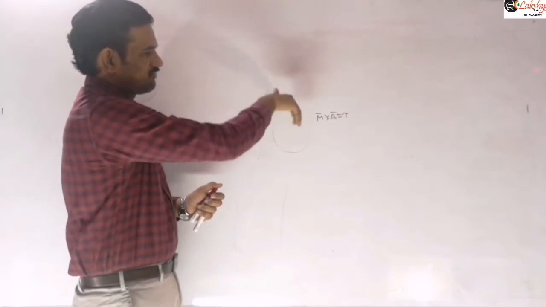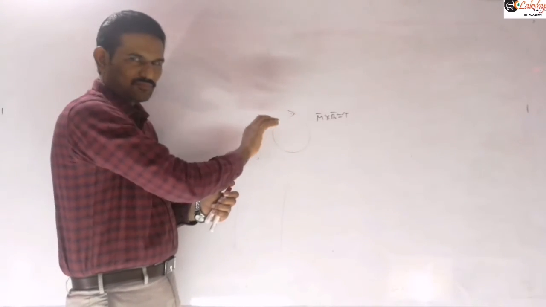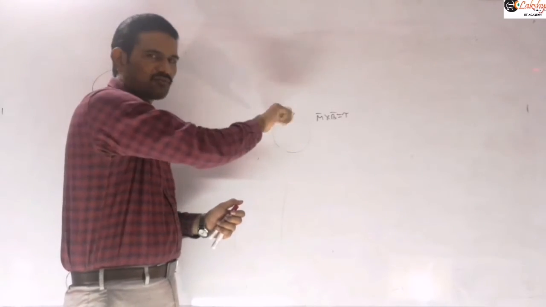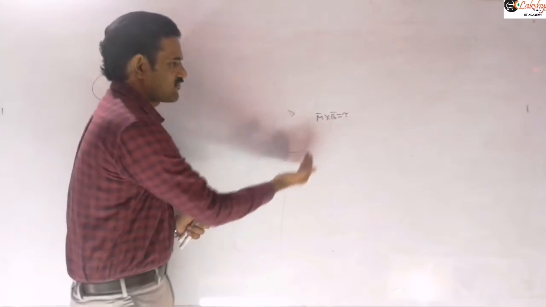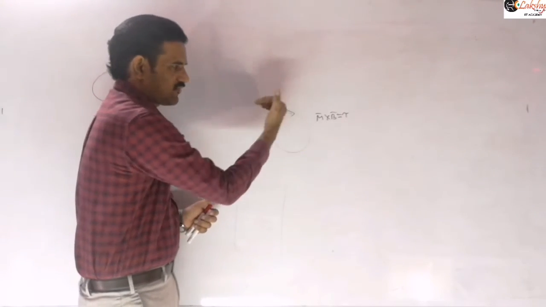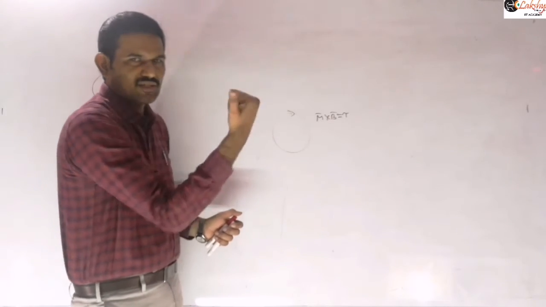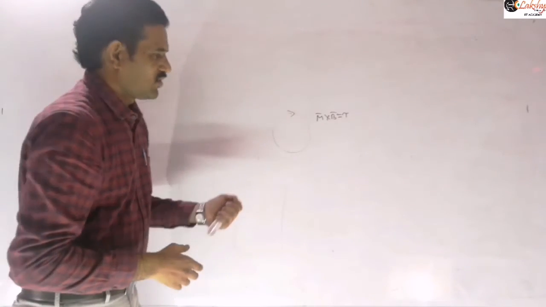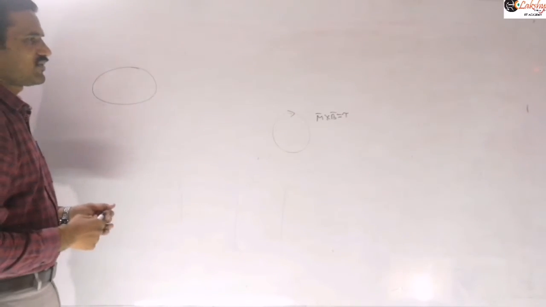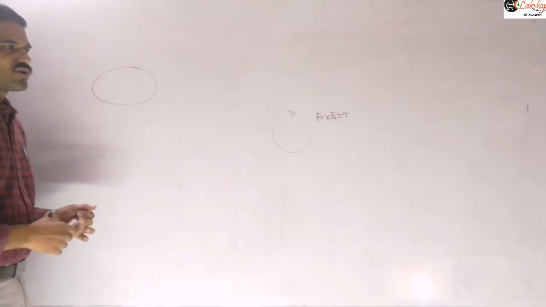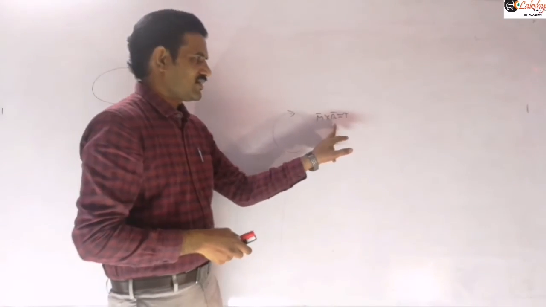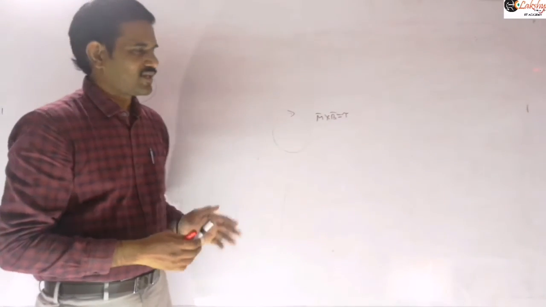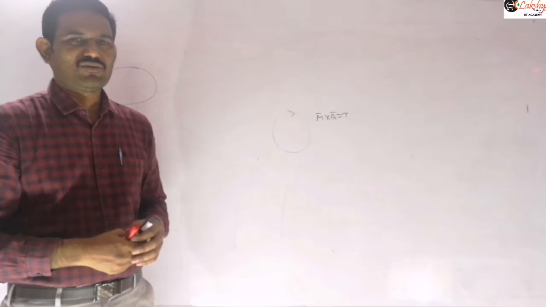For example, if the current is flowing in the clockwise direction, then M bar will be inwards. If the current is flowing in the anti-clockwise direction like this, then it will be out of the plane. So like that you can easily identify the direction. And what we mentioned there, M bar cross B bar, is the torque acting on the coil.